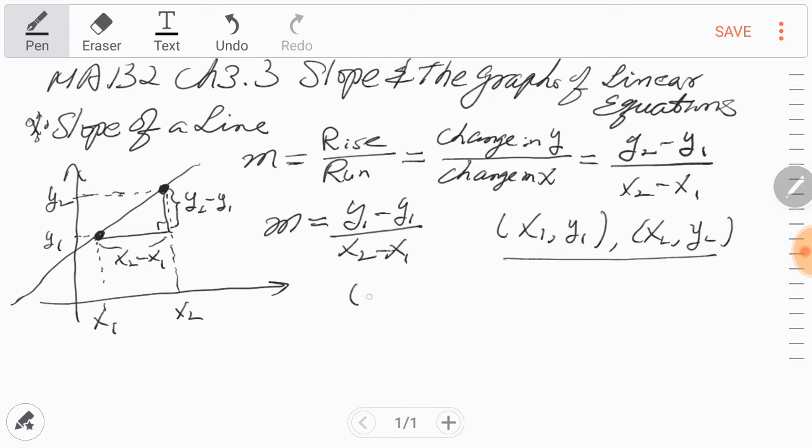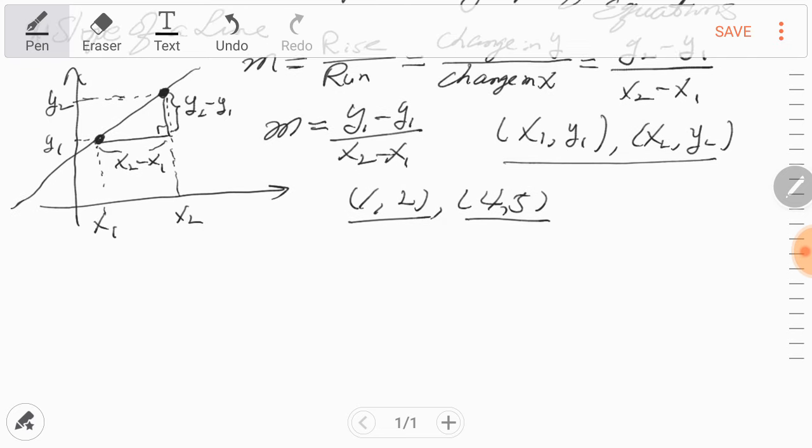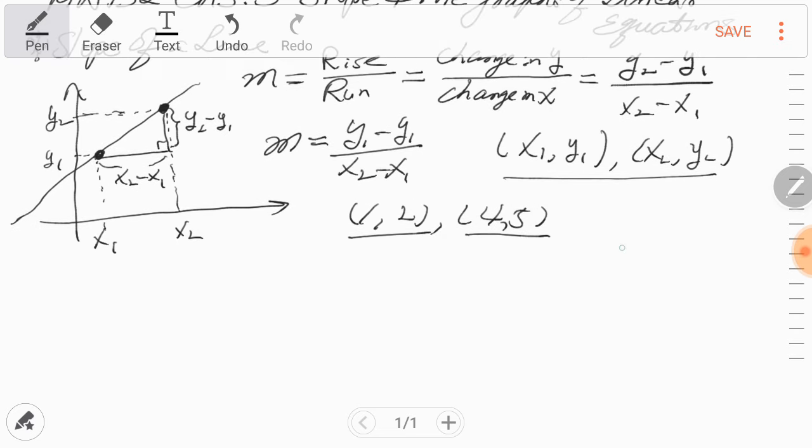If the 2 points are (1, 2) and (4, 5), what is the slope of this line? Let me plot these points. X equals 1, y is 2. X equals 4, y is 5. So here is a straight line connecting these 2 points. Then what is the slope?